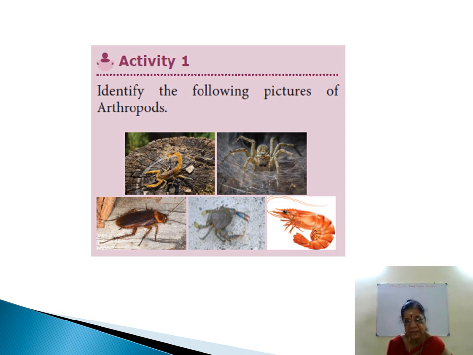Aschelminthes, it is roundworm, and then what you are seeing now is phylum Arthropoda, where you identify the following pictures of arthropods. This is scorpion, this is spider, cockroach, crab and prawn. These all have jointed legs.